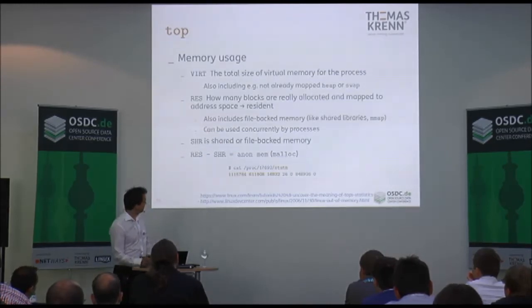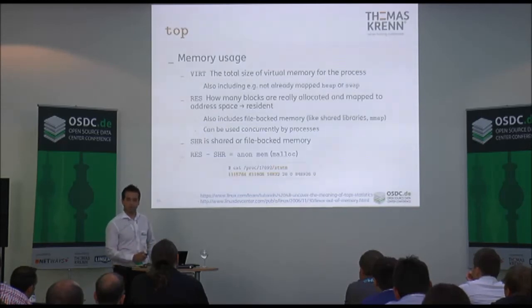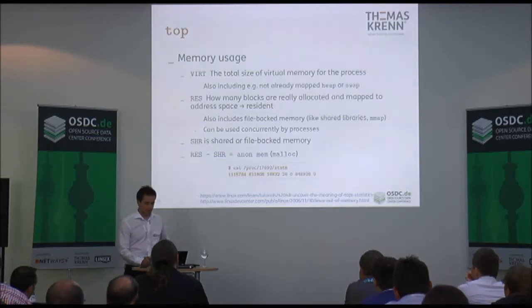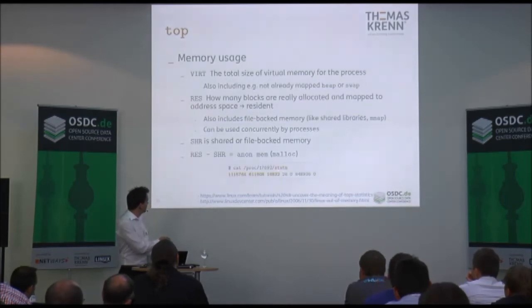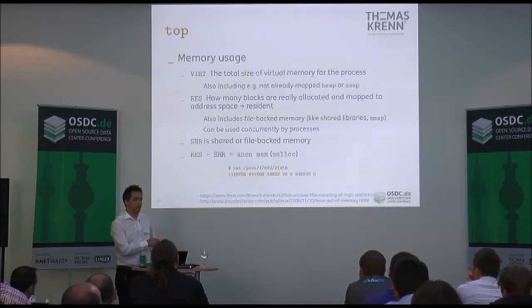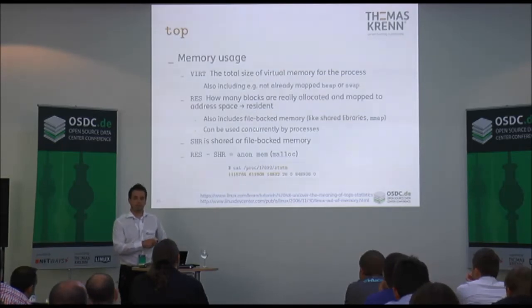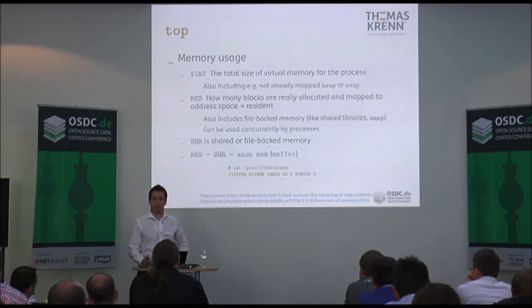You can also get that by checking the statm file in the proc file system. As we have learned before, the proc file system knows everything. These are the three counters for virtual, resident, and shared, but not in kilobytes, but in pages. So this is the number of pages. These are normally four kilobytes per page.